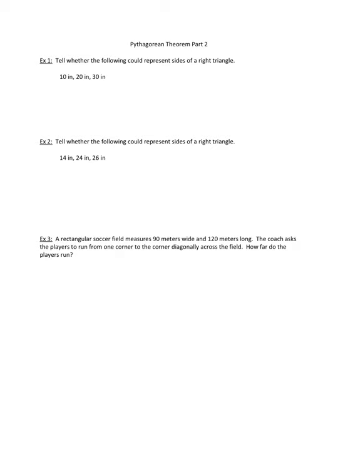Hey guys, today we're going to be looking at the second part of the Pythagorean theorem. The first part for today is looking at three measurements of a triangle, which could possibly be a right triangle, but we don't know. We're going to tell them. So if you read the instructions, it says, tell whether the following could represent sides of a right triangle.